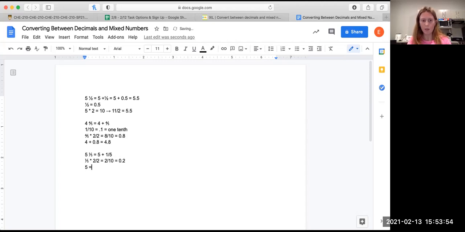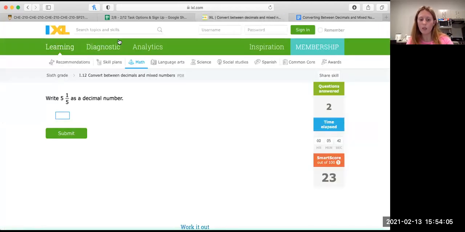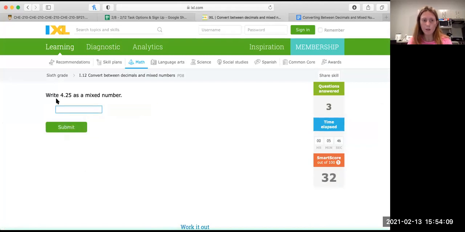So then 5 plus 0.2 is equal to 5.2. So it's definitely pretty nice when you can convert it to tenths. All right.